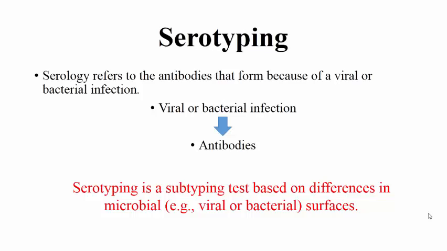In the first video we have seen the concept of clinical immunology and the various techniques which we are going to learn in clinical immunology. This is the first part in which we are going to study the first concept of clinical immunology, that is serotyping. What is serotyping?